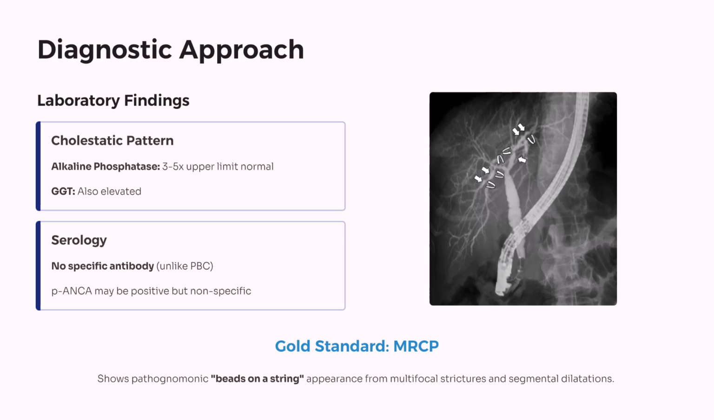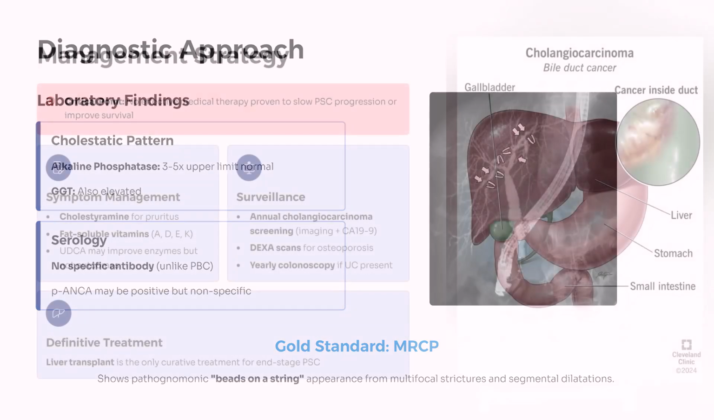An ERCP is more invasive but can be used for therapy, like dilating a dominant stricture. A liver biopsy is not usually needed for the diagnosis itself, but if done, it will show that periductal onion skin fibrosis we mentioned earlier. A quick note on serology. Unlike its cousin PBC, there is no specific diagnostic antibody for PSC. P-ANCA might be positive, but it's not specific enough to be a primary diagnostic tool.